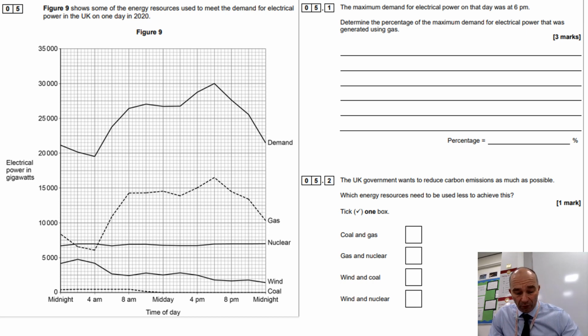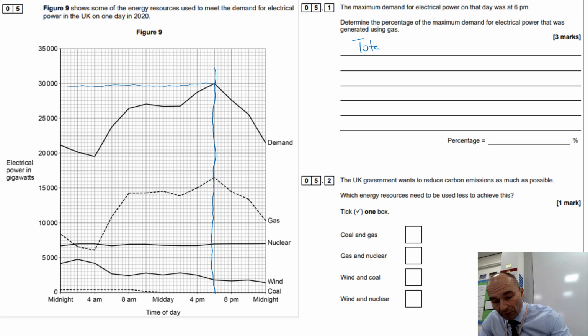Now, we start off by looking at what was happening at 6 o'clock. So you need to get your ruler and draw a line straight up. And from there, you need to collect your data. Now, the total demand for electricity at 6 o'clock was, again, you're going to draw a nice straight line with your ruler, 30,000 gigawatts. So total demand equals 30,000 gigawatts.